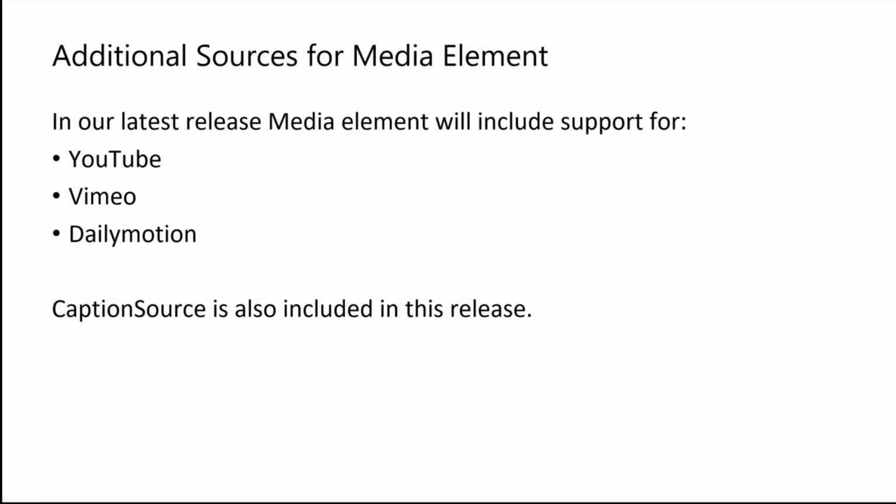Previously, the media element only supported videos hosted on a site in the form of MP4. I think in one of our previous community calls, probably around March, someone demoed how you can get support for YouTube videos. Well, now this is provided out of the box with adaptive cards in our latest version, 1.6. We've added support for the media element to have inline video support for YouTube, Vimeo, and Dailymotion. This is also where caption sources are used in this new version.